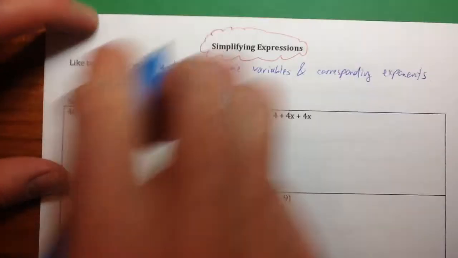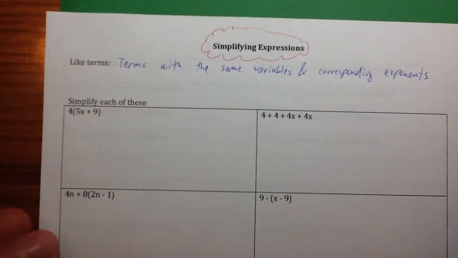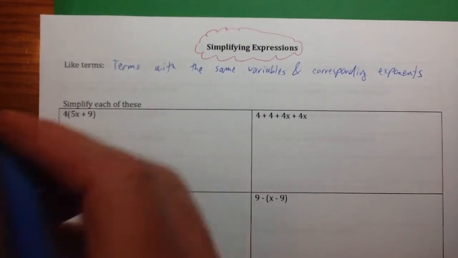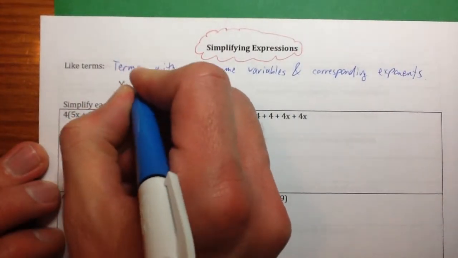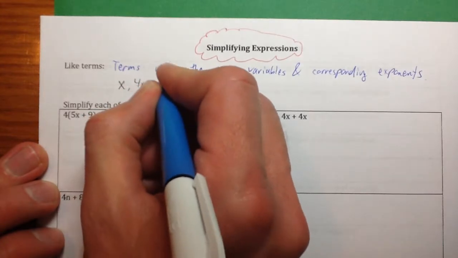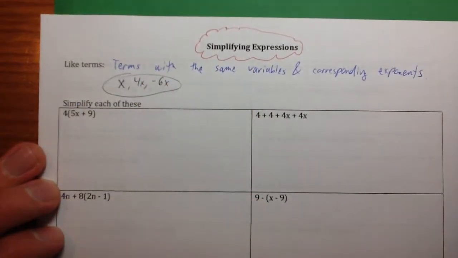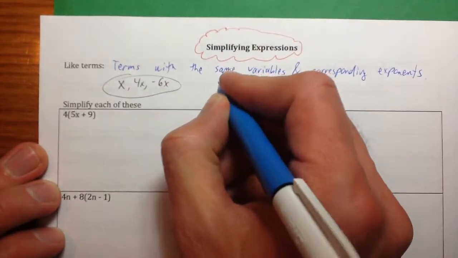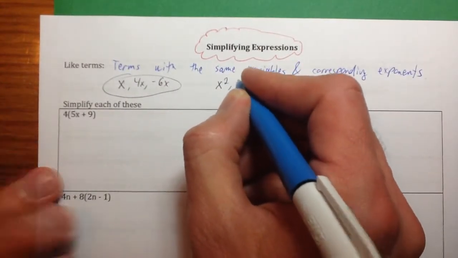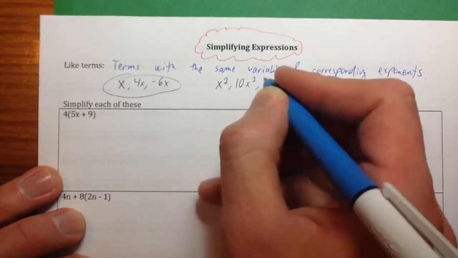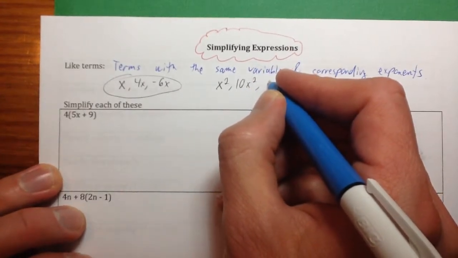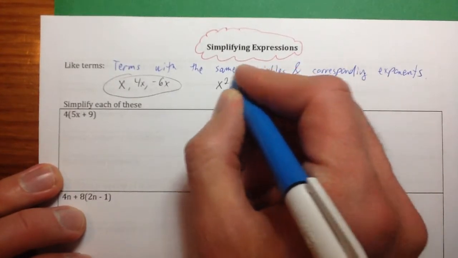Really quickly, let me give you an example. I'm going to actually write it up here in a different color. So if I have x, 4x, and negative 6x, they're fine. They're like terms. They're all like terms. That's great. And if I have x squared, 10x squared, and 5x squared, they're all like terms.